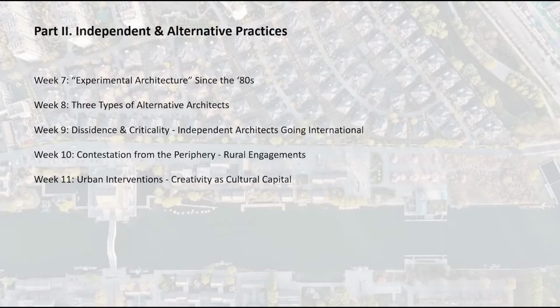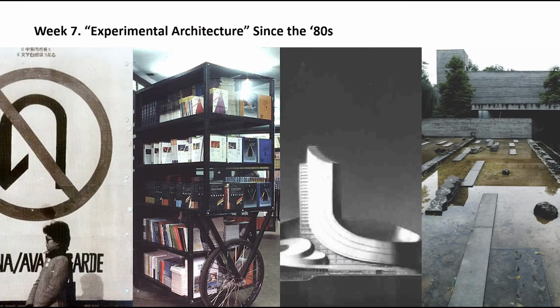After introducing the state-run and mainstream production model, we will address the independent and alternative practices that emerged against the state-planned system due to the burgeoning market economy and the cultural fever. First of all, experimental architecture is a marginal movement in architecture that was inspired by modern artists with political commitments in the late 1980s. It was also the origin of independent architects in China.